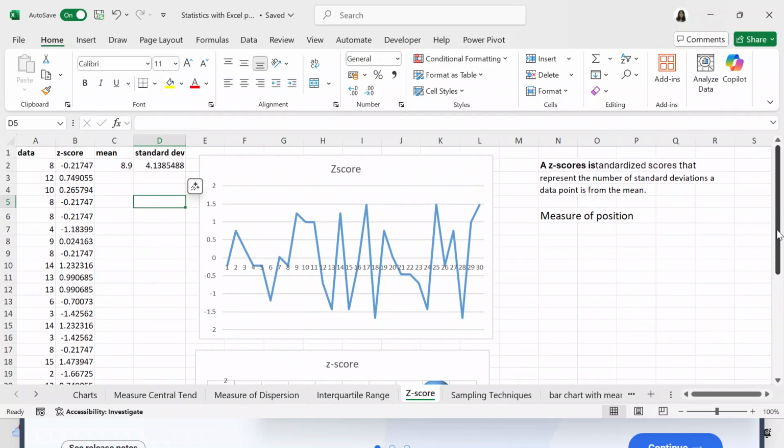So now that we've talked about the Z-score, I think that concludes this video, and it's just another measure of position. You're going to be using Z-scores when we do inferential statistics as well. So it's important to understand the Z-score and know how to calculate it, which we've done in this particular video.